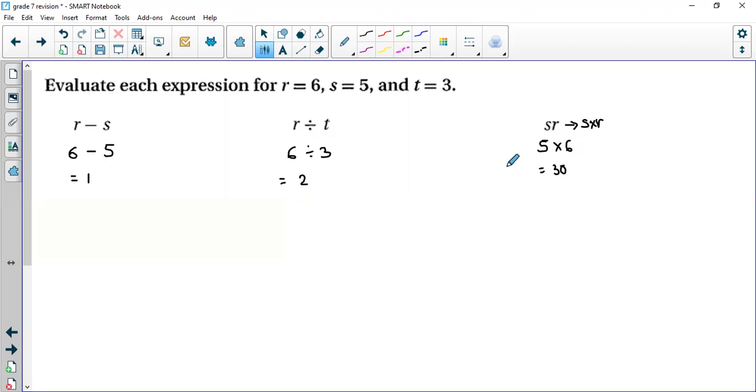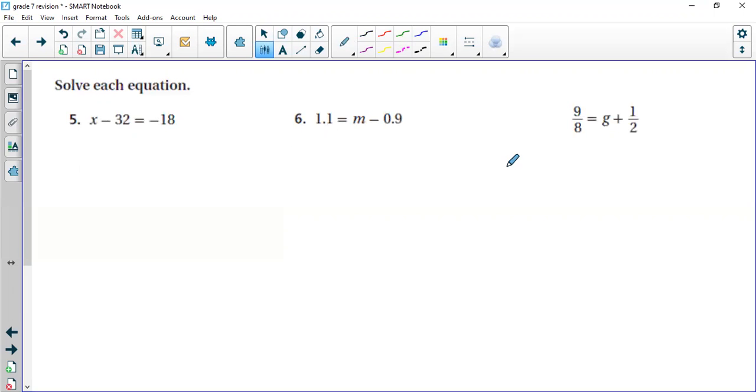If you want more practice, please open your textbook. There are various questions you can solve, and then you can confirm whether you understood the part or not. Okay, let's solve each equation. Now, this is the most important part of the chapter. You already know the rules of equations.